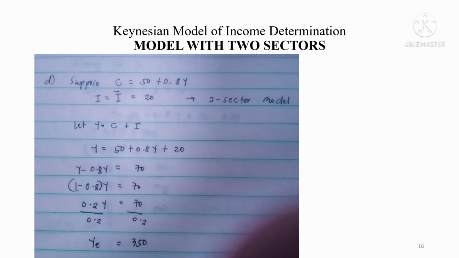So let Y = C + I. Then we substitute the two variables. So Y = 50 + 0.8Y + 20. Then combine similar terms and transfer Y to the left. So this becomes Y - 0.8Y = 70. Then factor out Y and divide both sides by 0.2. So the equilibrium level of income in the two-sector economy is 350.